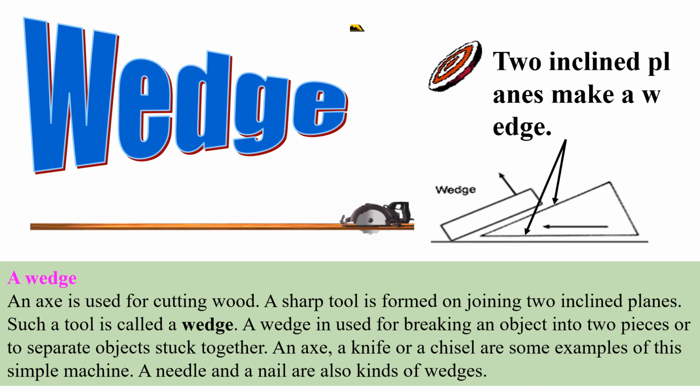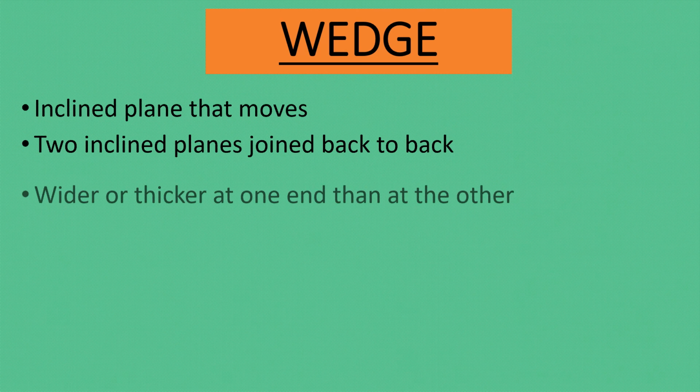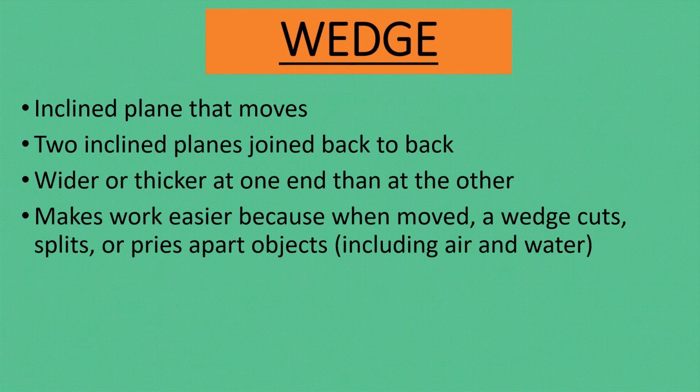A wedge is used for breaking an object into two pieces or to separate objects stuck together. An axe, a knife, a chisel are some examples of this simple machine. A needle and a nail are also kinds of wedges. Inclined planes that move together. Two inclined planes joined back to back, wider or thicker at one end than at the other. It makes the work easier because when moved, a wedge cuts, splits or pries apart objects, including air and.